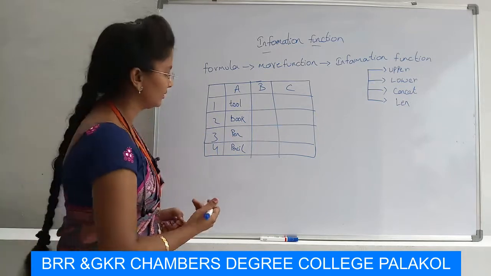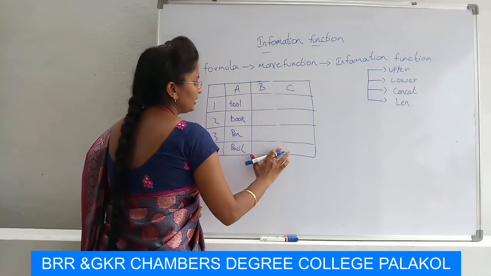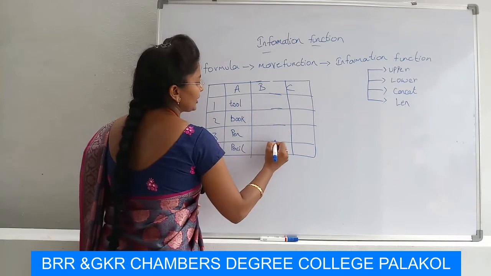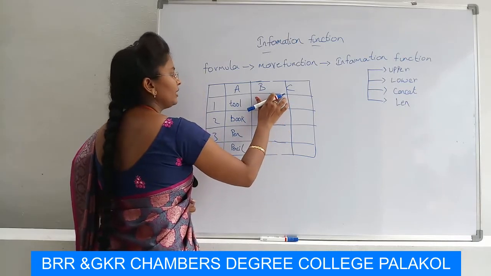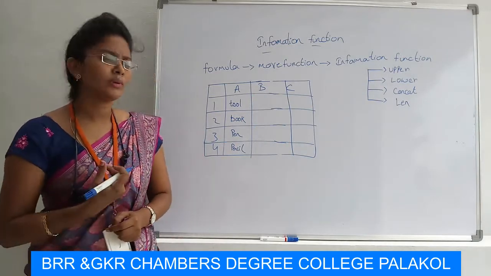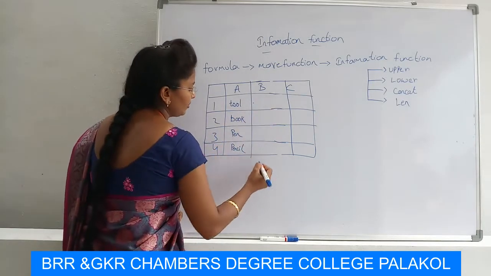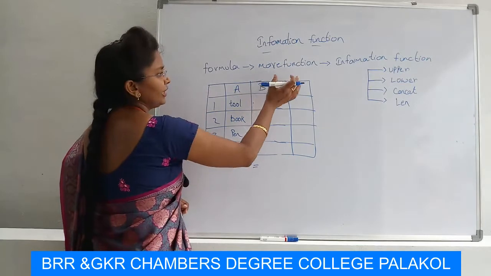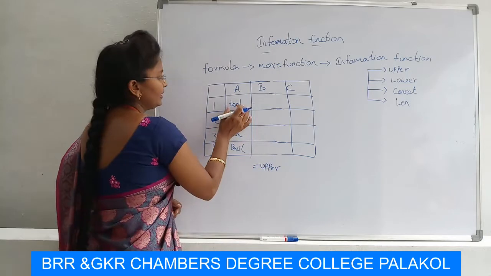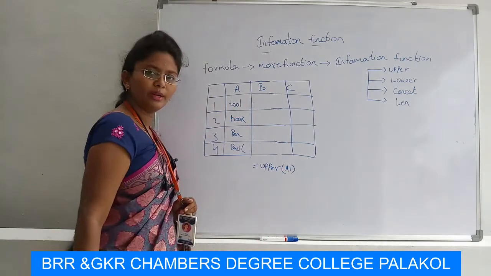After entering the data and selecting this cell, I want to display the result in the B1 cell. For each and every cell I can write the formula separately, or enter the formula in one cell, copy that formula and paste it in the remaining cells also. Here I am writing the formula, that means equal to symbol. The function name is UPPER and this cell reference is A1. That means A1 and press enter.